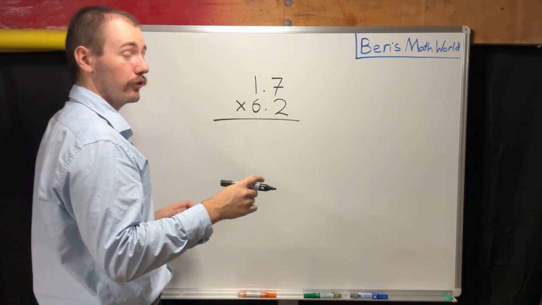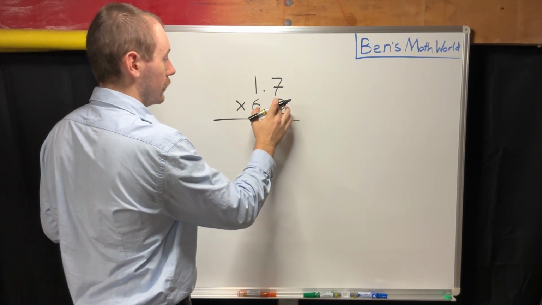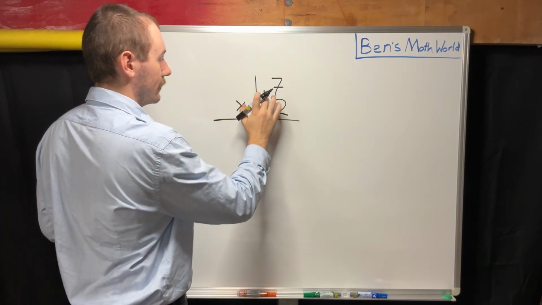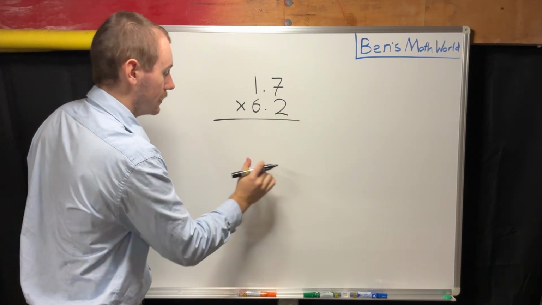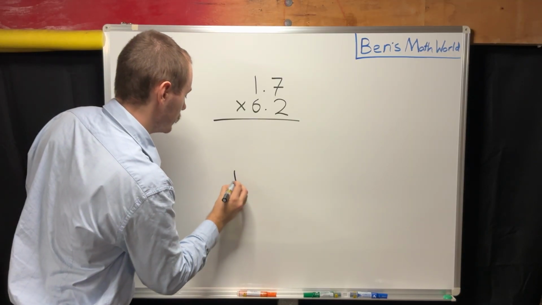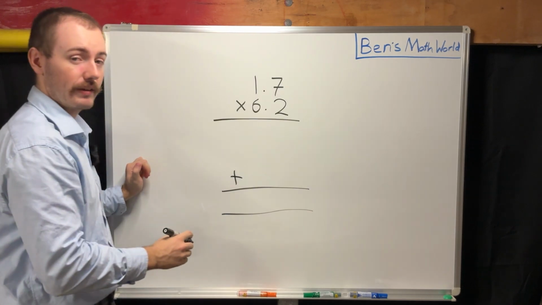So I hope you know how to do this already, but if you don't, let's go through it. We're going to start with the 2 times 7, then the 2 times 1, and then the 6 times 7, and then the 6 times 1. And we're going to write those all down here, our answers, and then we're going to have a plus down here, and then they're going to add up, and they're going to give us an answer, okay?